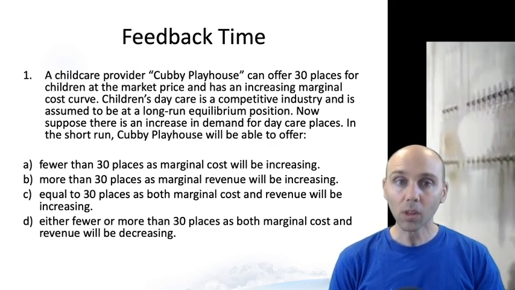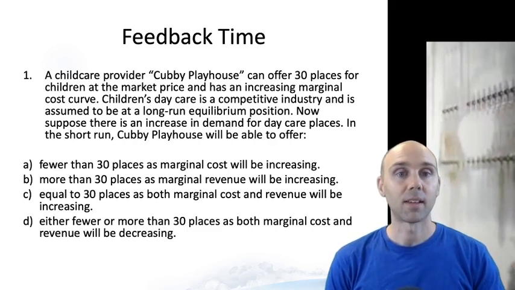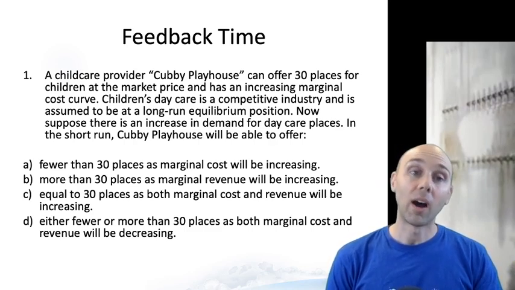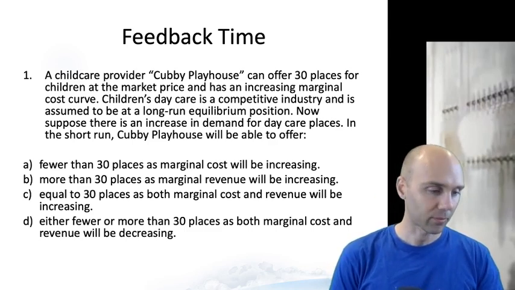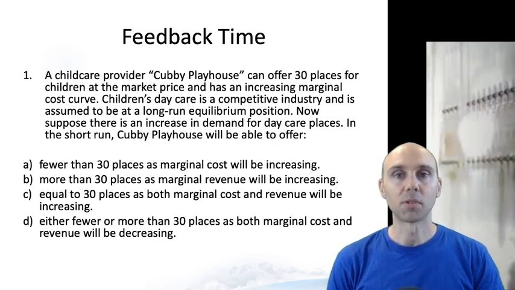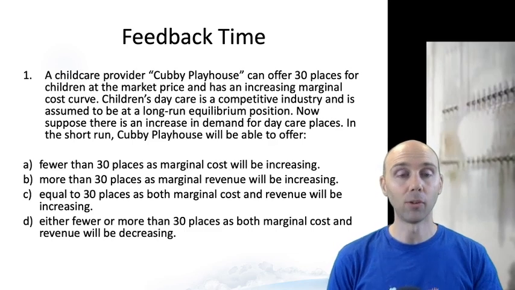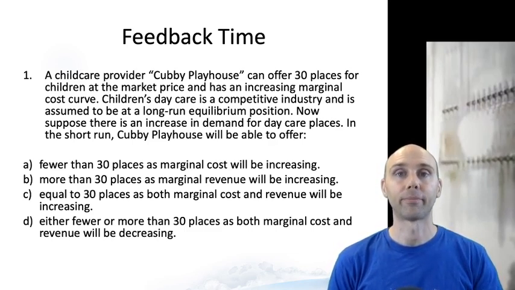In the short run, Cubby Playhouse will be able to offer fewer than 30 places as marginal cost will be increasing, more than 30 places as marginal revenue will be increasing, equal to 30 places as both marginal cost and revenue will be increasing, or either fewer or more than 30 places as both marginal cost and revenue will be decreasing. You might have to draw some graphs for this one, both at the market and the individual firm level. Pause the video now and come up with your answer.